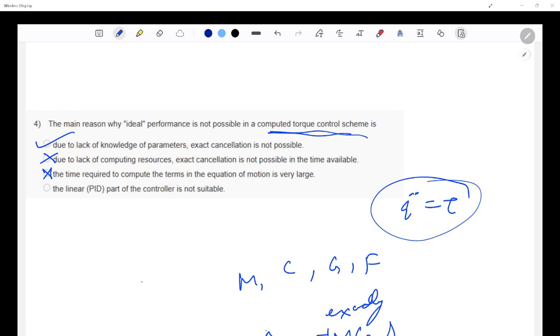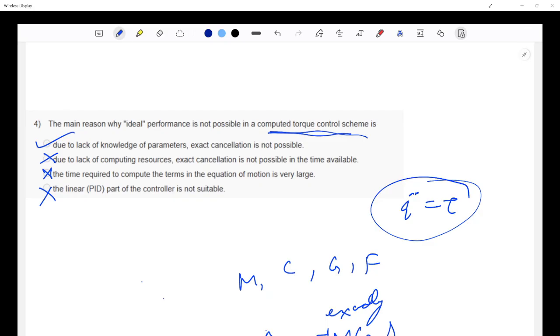This is also incorrect. Linear PID part is not suitable. The linear part is actually very effective. Once the system is linearized, PD works perfectly. Problem is not the controller, problem is model accuracy. So the main limitation of CTC is model uncertainty.